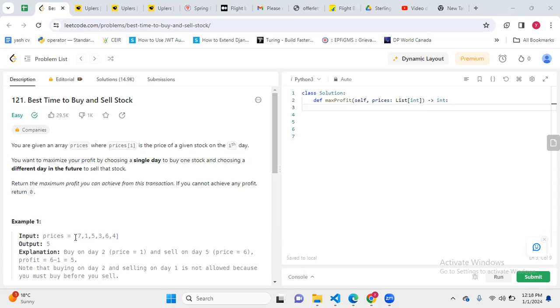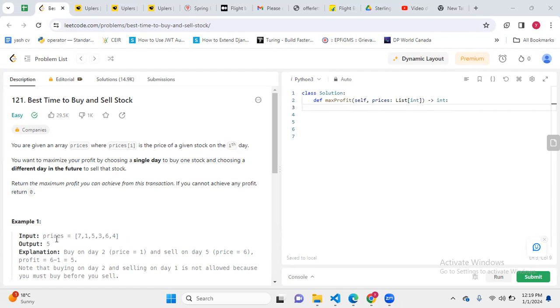So you may think that we can identify the maximum number and the minimum number from this array and return the difference as the maximum profit, but that's not true in every case because we need to buy the stock before selling the stock, right? So it means that the minimum price has to be before the maximum price.